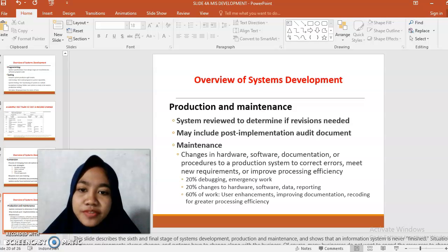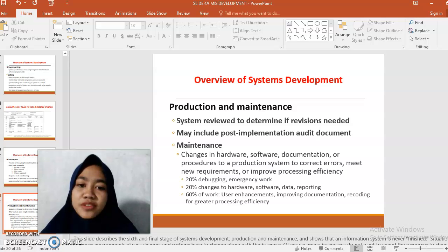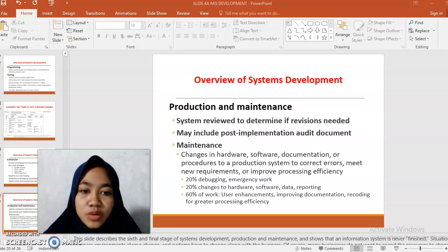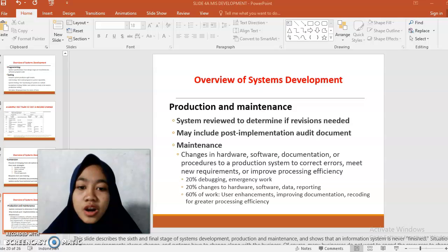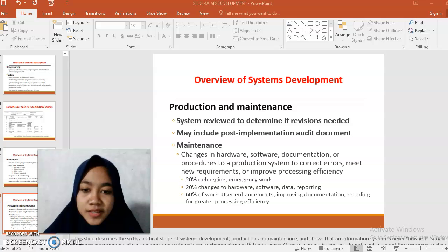Overview of system development. Production and maintenance: system review to determine if revisions are needed. It might include a post-implementation audit document. Maintenance means changes in hardware, software, documentation, or procedures to a production system to correct errors, meet new requirements, or improve processing efficiency.